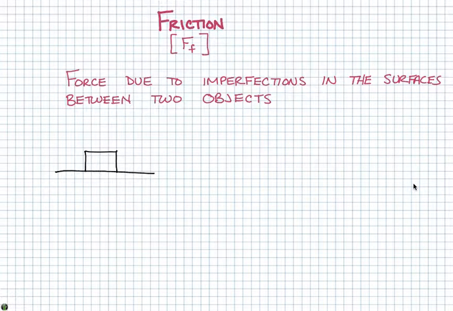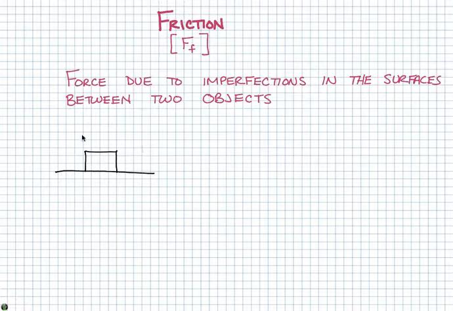The next force we're going to discuss is known as the force of friction. I think many people conceptually understand friction. They may not understand where it comes from, however. Force of friction is represented by a capital F sub lowercase f, and it's very simply the force due to imperfections in the surfaces between two objects.